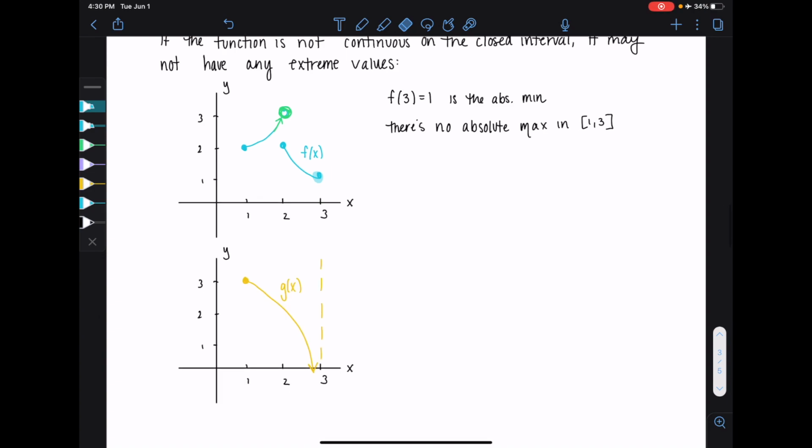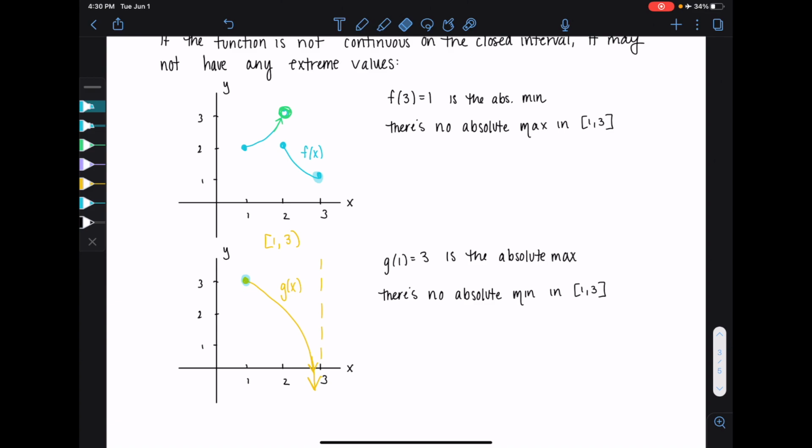If I have another function, this one's continuous on the interval starting at 1 and going to 3, but it's open, it's not closed. So it continues down forever and ever. I have no absolute minimum on this interval. I do have a maximum because the biggest y value I have is 3. So this is the absolute max, but there's no absolute min, okay?